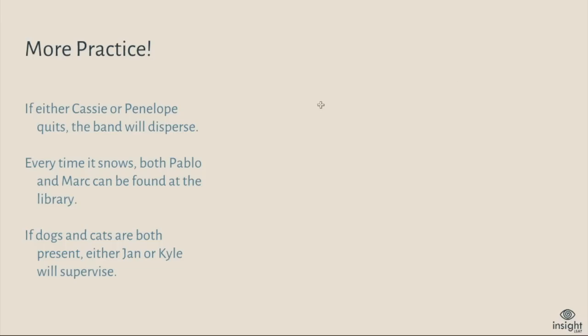All right. If either Cassie or Penelope quits, the band will disperse. Okay, we have a little disjunction here. And let's see how we represent this. Let's go with C for Cassie quits. Now we have our disjunction, or P for Penelope quits. Then, so if Cassie quits or Penelope quits, then we'll put a D for the band disperses.